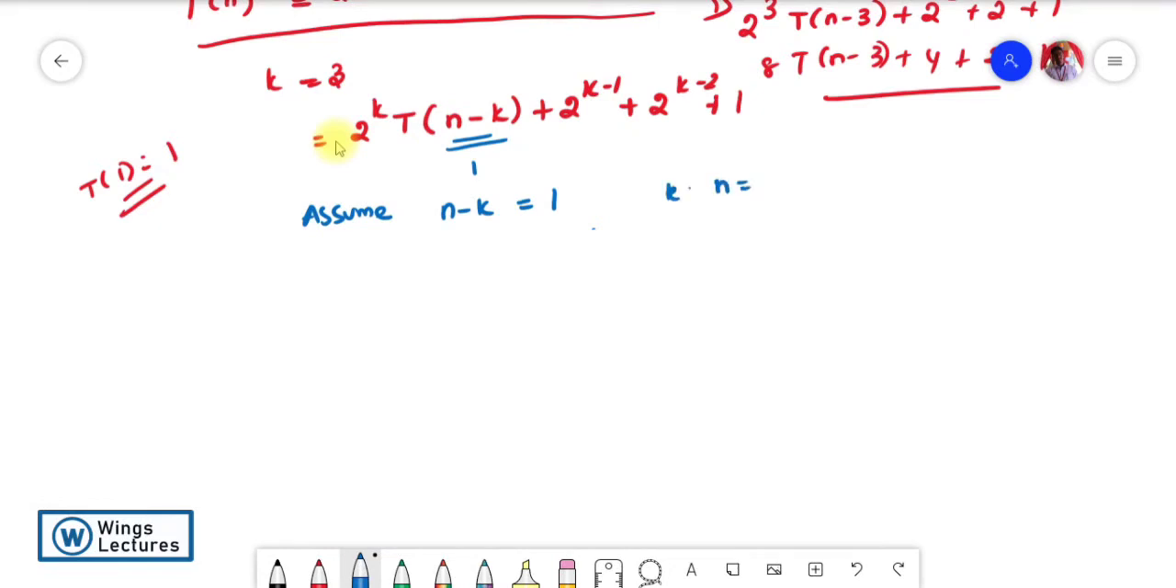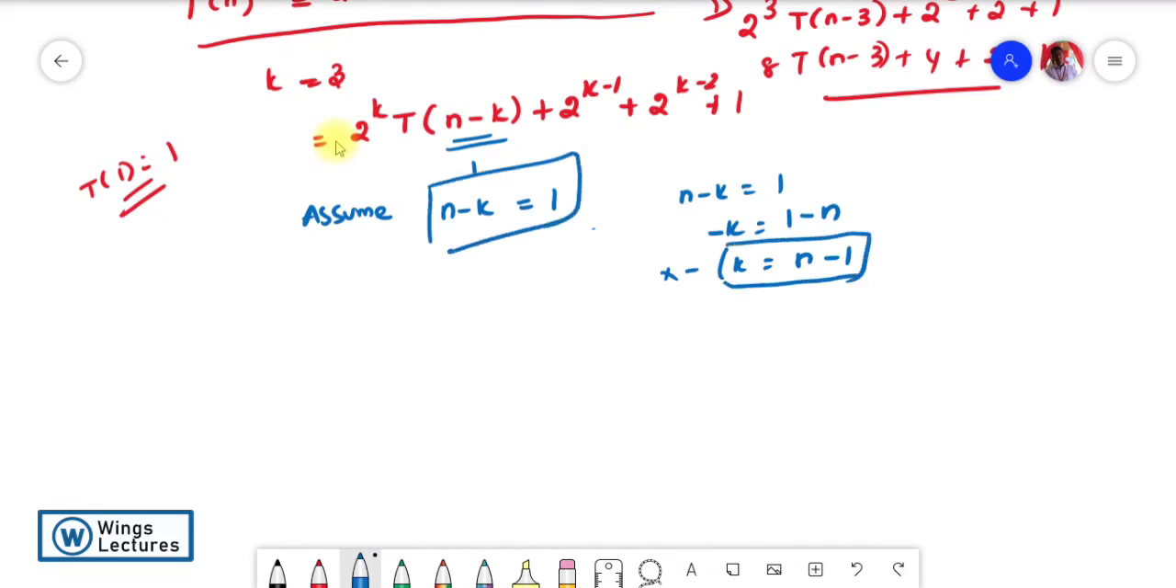N minus k is equal to 1 means k is equal to 1 minus n. So if you multiply it with minus again, what will be the result? N minus 1. So this is going to be the k value, and I am going to take n minus k is going to be 1. So by applying this, what would be the result?